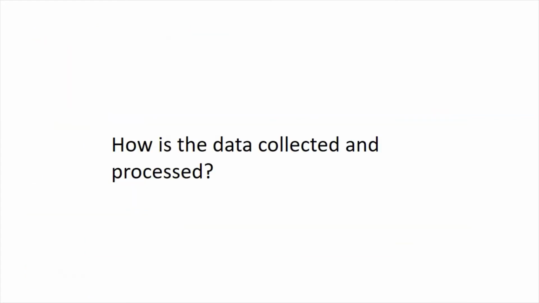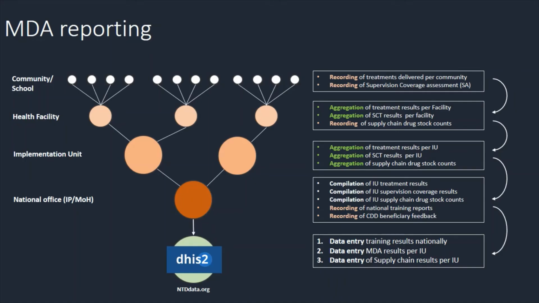So how are the data collected and processed in Ascent? This slide shows a generic picture of how an MDA would report its data throughout the chain, starting at the top from community or school level implementation of the MDA, going down through health facilities, through to implementation units and the national office of either an implementing partner or Ministry of Health. For each of these levels, you will see the different types of data management activities or processes which happen at that level of the data flow chain.